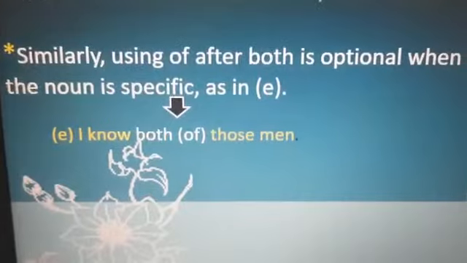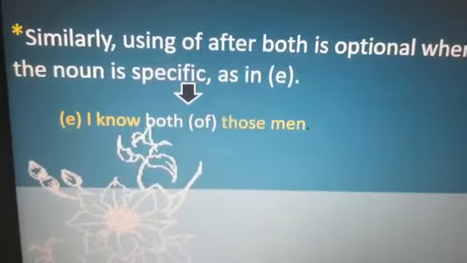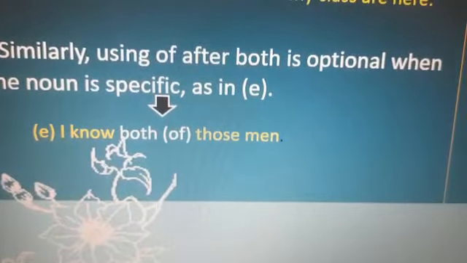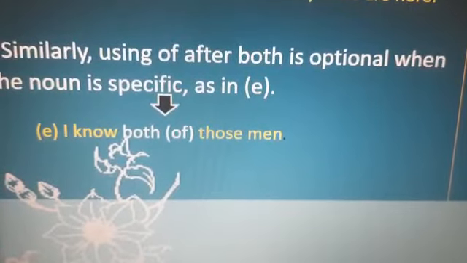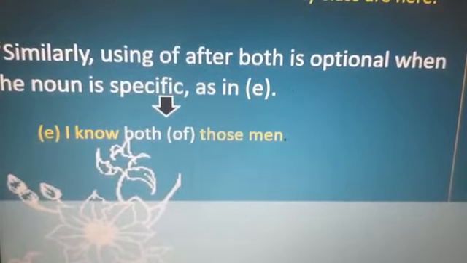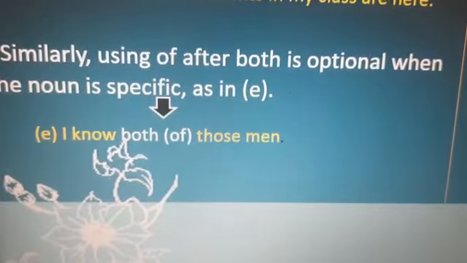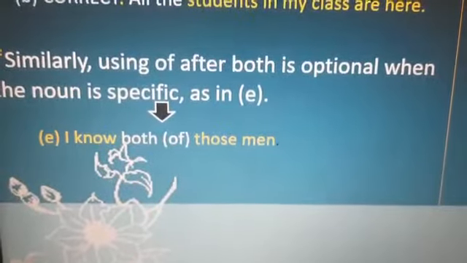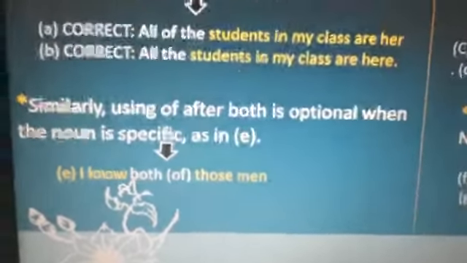Similarly, using of after both is optional when the noun is specific, as in E. I knew both of those men. It's correct. I use both and of and the noun is specific. I knew both those men. It's correct because I use both without of and the noun is specific.